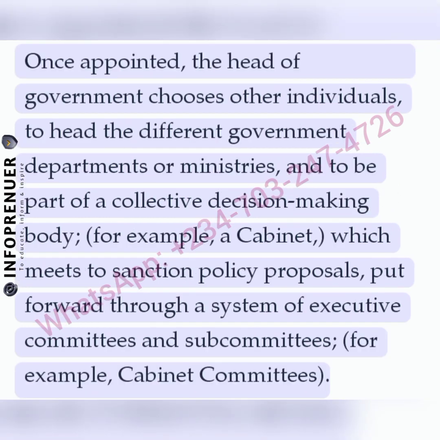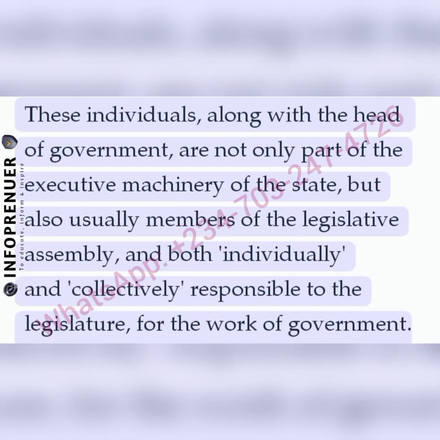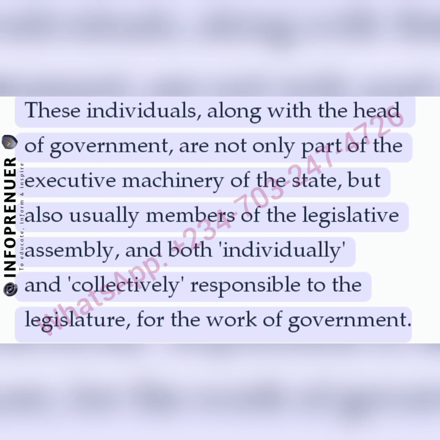Once appointed, the head of government chooses other individuals to head the different government departments or ministries, and to be part of a collective decision-making body, for example, a cabinet, which meets to sanction policy proposals, put forward through a system of executive committees and subcommittees, for example, cabinet committees. These individuals, along with the head of government, are not only part of the executive machinery of the state, but also usually members of the legislative assembly, and both individually and collectively responsible to the legislature for the work of government.